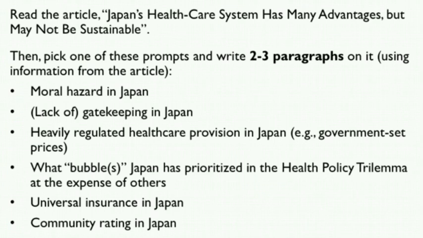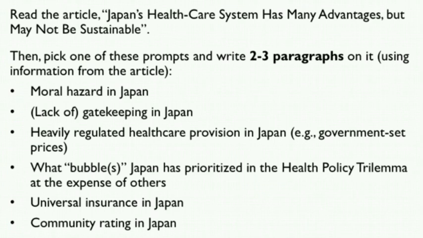So for the exercise, what I would like you to do is, first of all, just read the article. And then I want you to pick one of the prompts that's on the screen and then write 2 to 3 paragraphs on the prompt using the information from the article. So actually make sure you're pondering this for a little bit so you have enough content to fill up 2 to 3 paragraphs. The possible prompts that you can write on are, first of all, moral hazard in Japan.